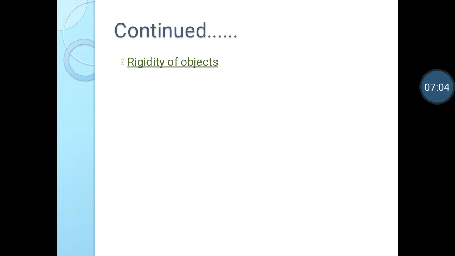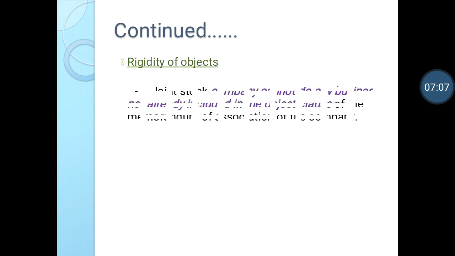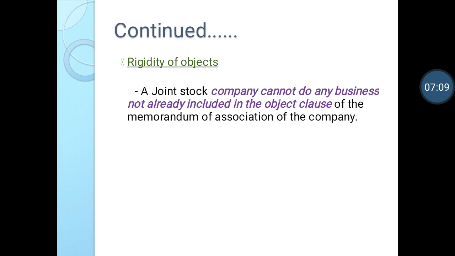Next one is rigidity of objects. Rigidity of objects means a joint stock company cannot do any business not already included in the object clause. Since we all know that when a joint stock company is started, it will have a memorandum of association. In the memorandum of association, there is the object clause stating what business the company is going to carry on. Except for what is given in the object clause, we can't do any other business which is not already included in it.